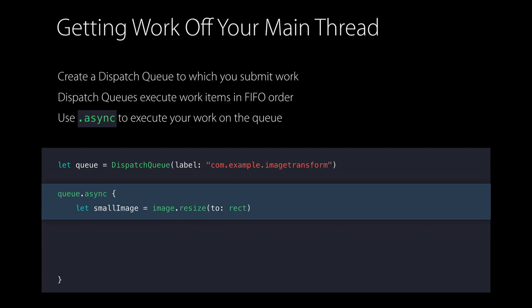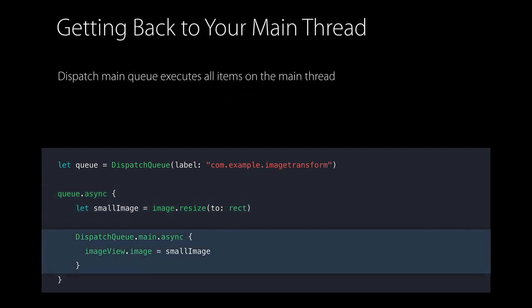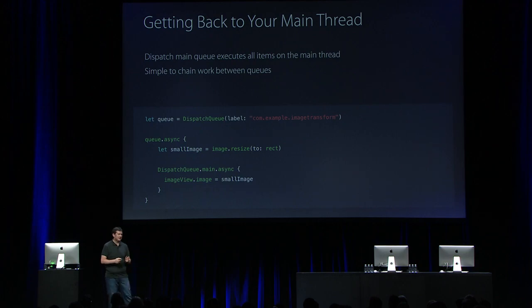So now that we've actually submitted our resize operation here to a different queue, how do we get that back to the main thread? That's very simple, too. The dispatch main queue services all of the items that you execute on it on the main thread itself. This means you can just call dispatch queue main and then call async on that main queue, and that code will execute, and you can update your user interface from there. As you can see, it's very simple to chain work from one queue to another queue and back to your main queue again. So now we've seen how to get control of your code and put it on different threads.